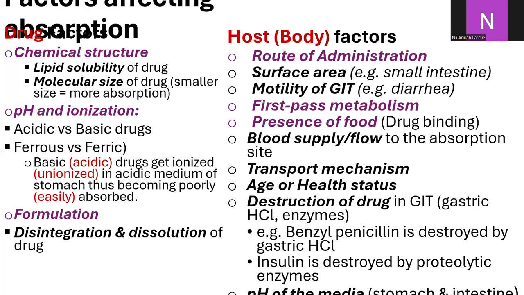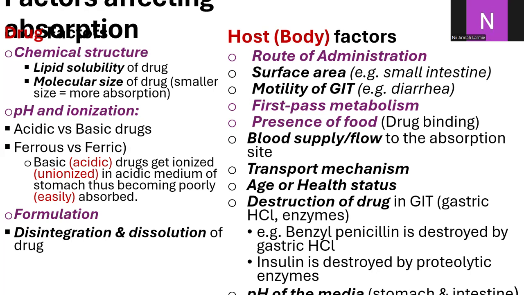How quickly is the drug able to be broken down in the GI tract into smaller portions for it to be absorbed? Because you take a tablet, which is a composite, and it has to be broken down so that the molecule is released to be absorbed. And that is disintegration, the breaking down of the drug, and dissolution, the dissolving of the drug inside the liquid environment in your GI tract. That will also affect your absorption.